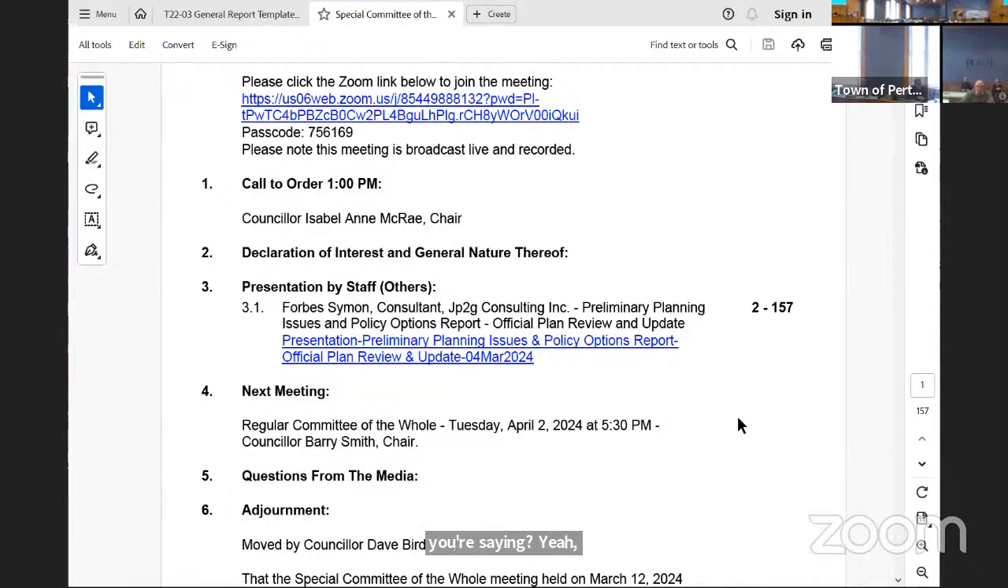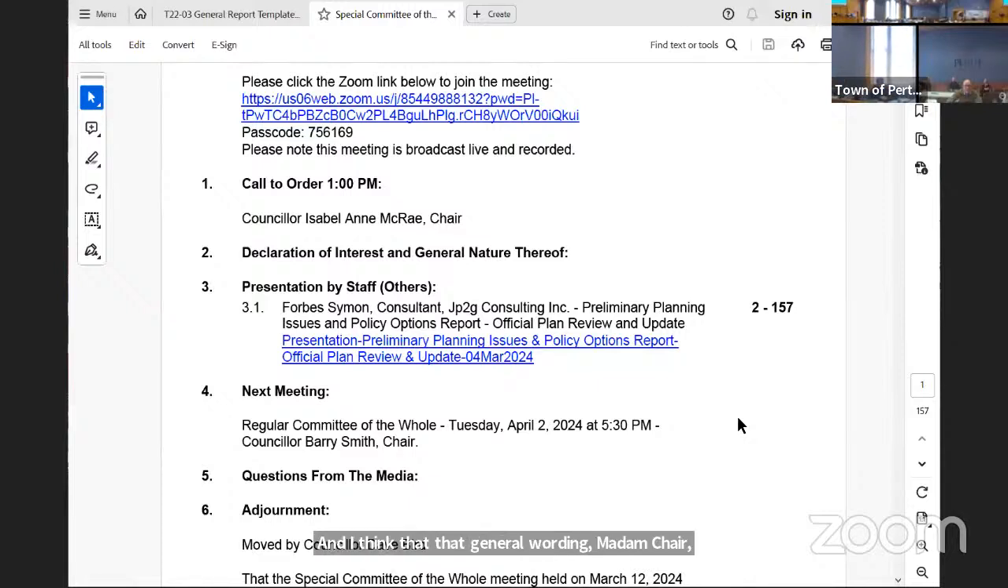And I think that general wording, Madam Chair, and this conversation is sufficient for me to understand council's intent, if that's a position supported by council, for sure. Of course. Go ahead, Councillor Waterfield.